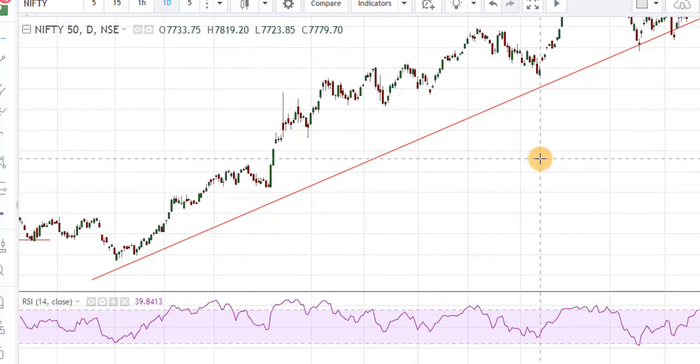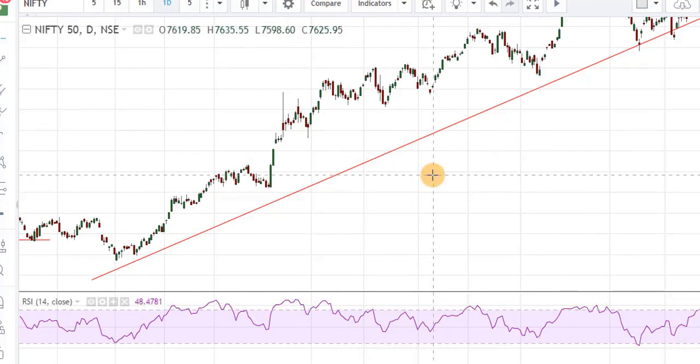RSI is a very useful tool, but like other indicators, RSI is also prone to providing false signals. So price analysis is still needed with the use of RSI.